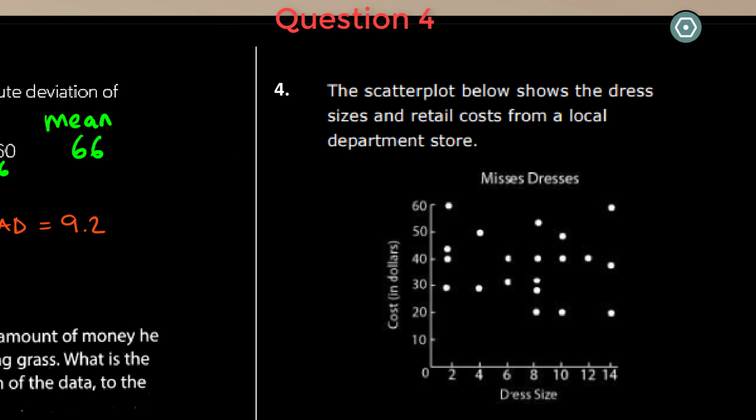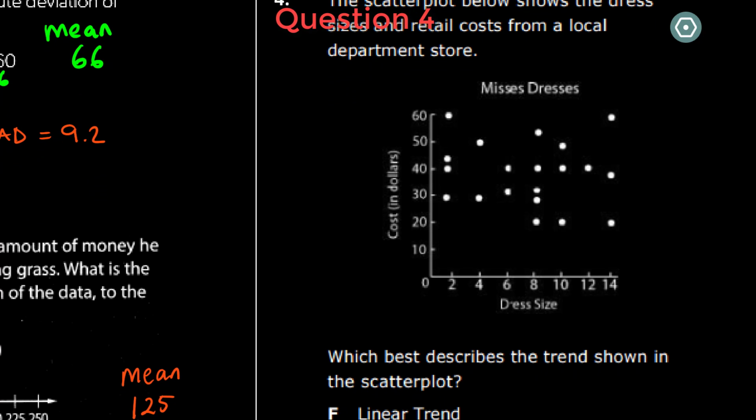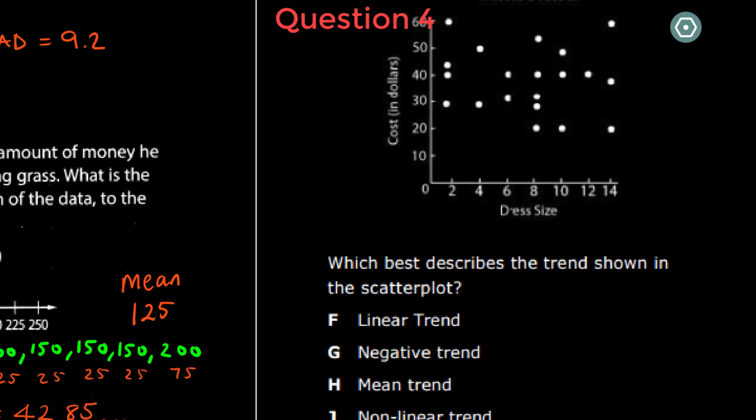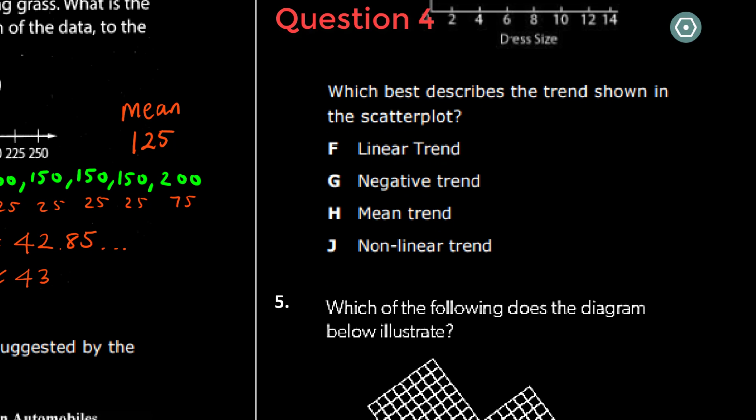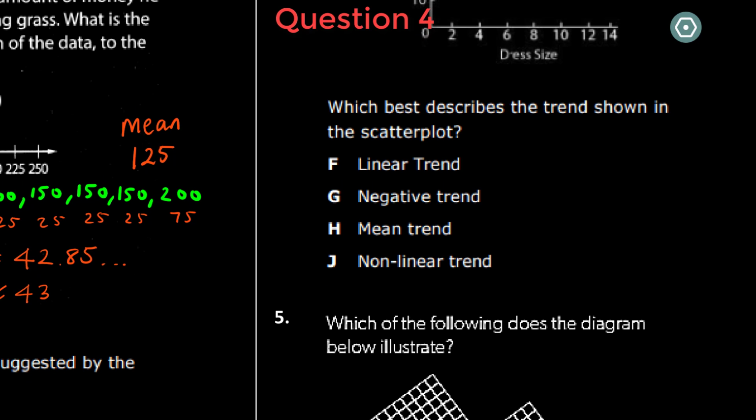Question number 4. The scatter plot below shows the dress sizes and retail costs from a local department store. Which best describes the trend shown in the scatter plot? As you see on this scatter plot, the points are scattered evenly so that we cannot draw a trend line. So I would say the answer would be no trend line. However, there's no answer choice like that. The closest answer to no association is nonlinear trend.